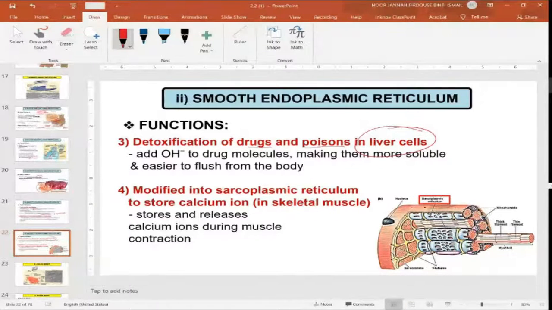The modify into sarcoplasmic reticulum, sarco. Kalau sebut sarco, it's about muscle, eh. Jadi, ada dalam otot kita juga. To store calcium ion. Sebab otot ni pergerakan dia perlukan, nak bergerak, nak mengecut, mengendur, perlukan calcium ion. Jadi, smooth endoplasmic reticulum is abundant in the skeletal muscle.